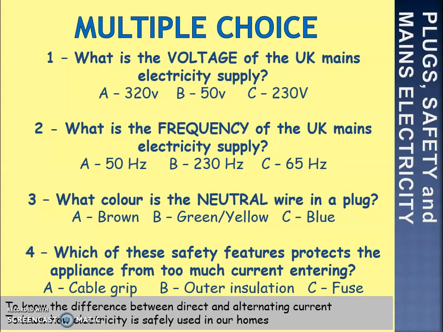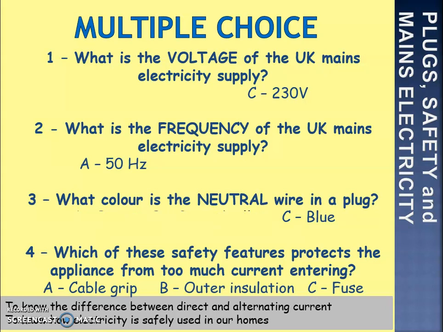Okay, question 1. What's the voltage of the UK main supply? Is it A, 320 volts, B, 50 volts, or C, 230 volts? Correct answer there is C, 230 volts. Question 2. What's the frequency of the UK main supply? Is it A, 50 Hz, B, 230 Hz, or C, 65 Hz? Correct answer there would be 50 Hz. Question 3. What colour is the neutral wire in a plug? Is it brown, green and yellow, or blue? Correct answer there would be blue.